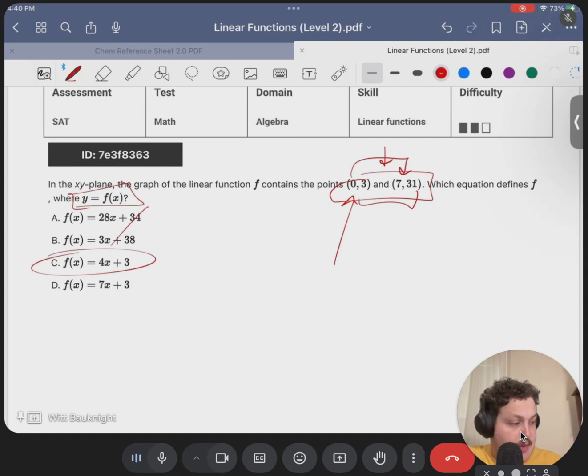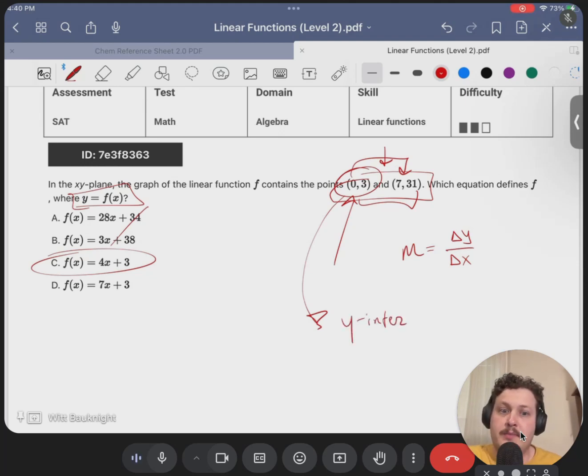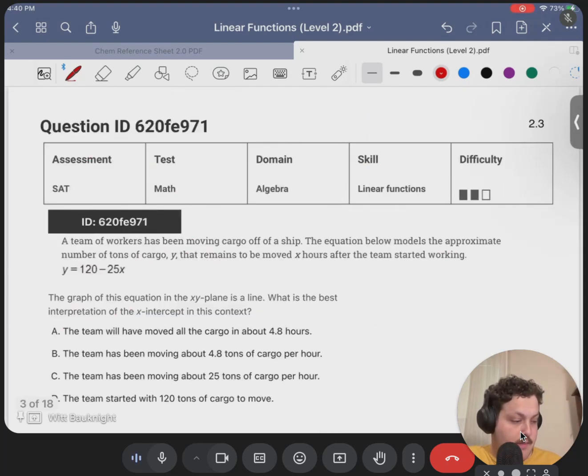So what was I using my brain for right there? The slope formula to get the slope, and then the y-intercept to get into y equals mx plus b form. I also know point slope form off the top of my head too, which could have been helpful.